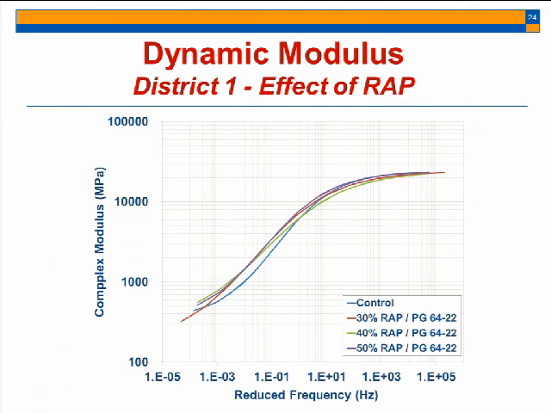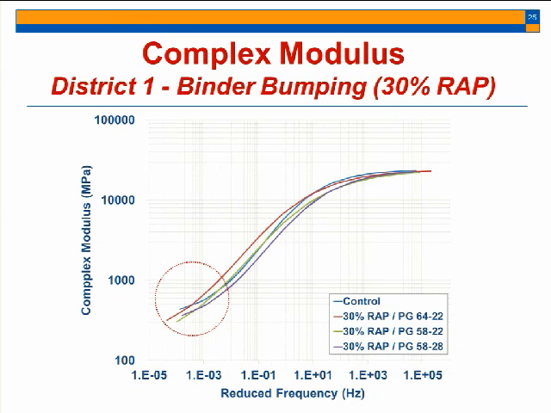We can see the effect of RAP here, although it's not that significant. As you can see, the blue line is the control one, followed by 30, 40 and 50% RAP. So especially at this level, at higher temperature or reduced or lower frequencies, we can see some differences in the moduli. As I said earlier, as we introduce RAP, it brings in some stiffness with it. So there is some indication of stiffness here.